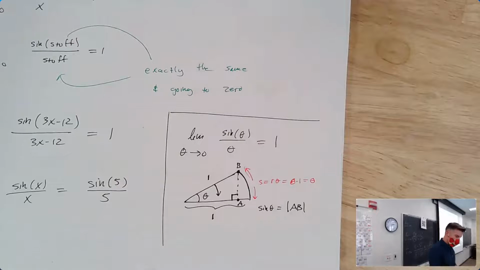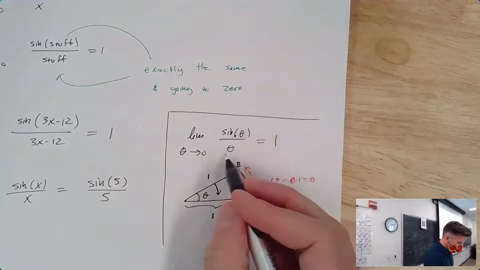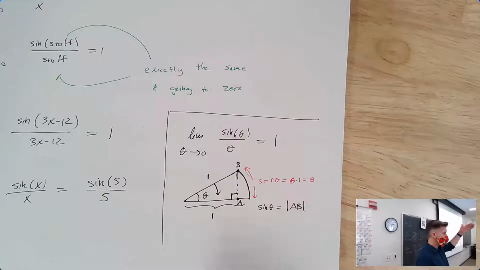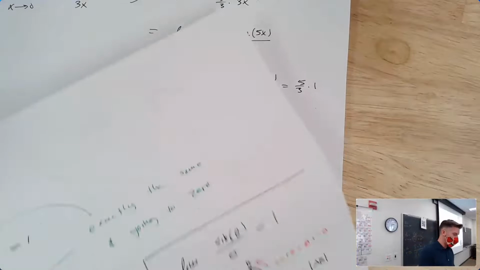This value sine of theta, which is this length here, and this value theta, which is that length there, as the angle gets smaller, those two lengths become closer and closer to each other. Kind of neat. It's another way of viewing it. Do you need to know that for real? Probably not, but it's good to know the background of things, even if you don't actually have to know them for later on.